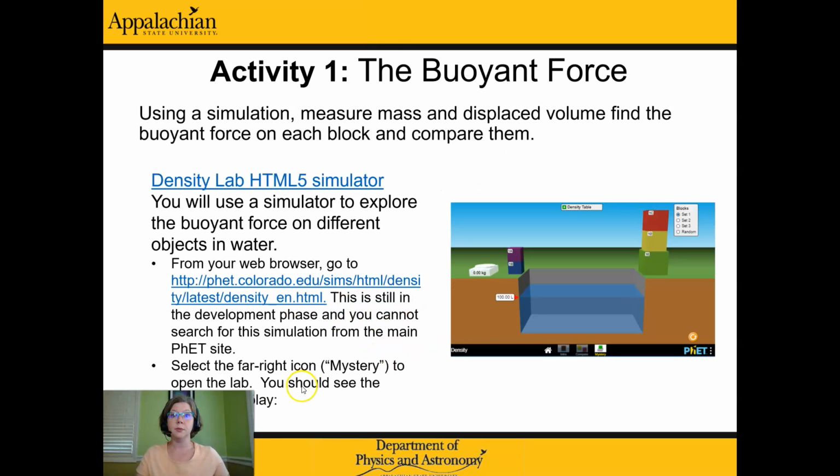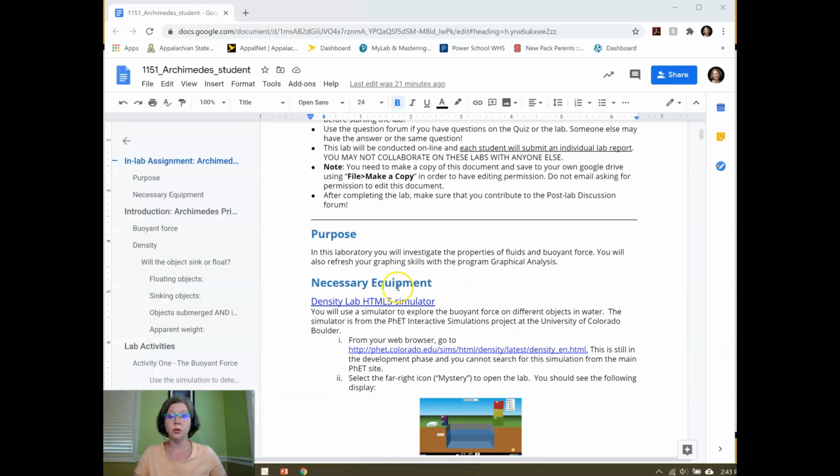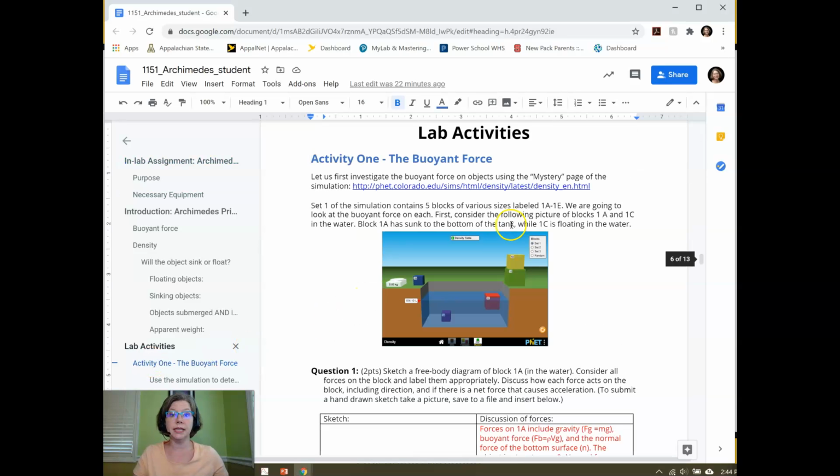We're going to start the lab with activity 1, where we use a simulation to investigate buoyant force. The simulation we're going to use is the Density Lab HTML5 simulator, which is a simulation developed by the PhET team at UC Colorado Boulder. There are two ways that you can get to the simulation. One would be to go to the necessary equipment section of your lab assignment. You could also start directly from activity 1, and there's a link there as well that you could open.